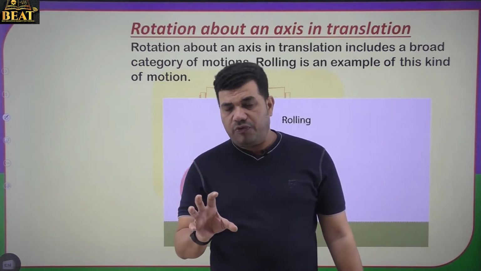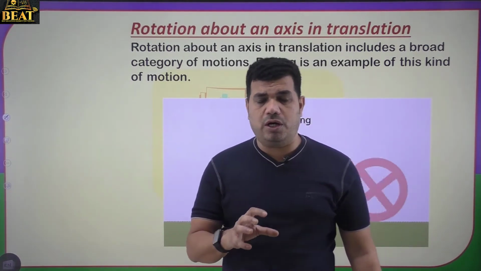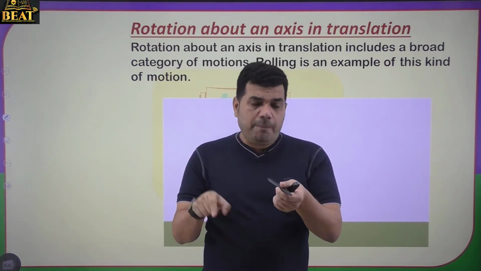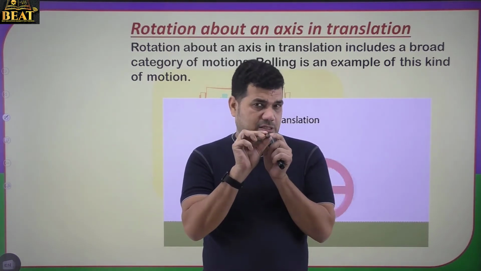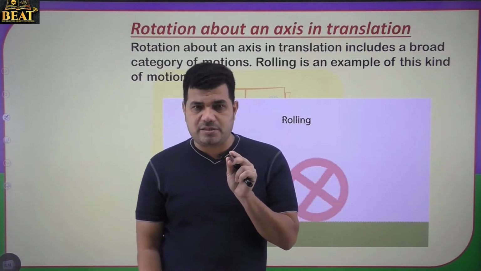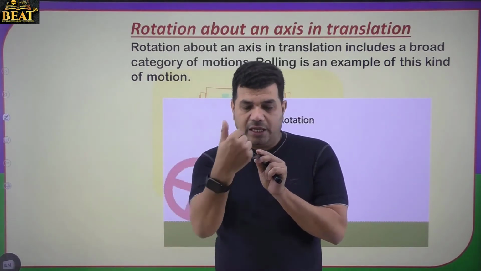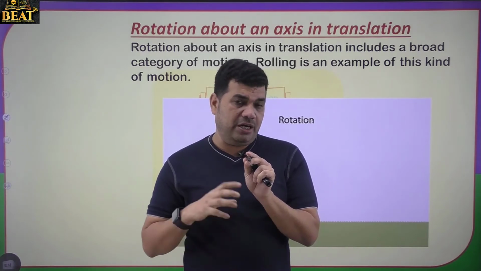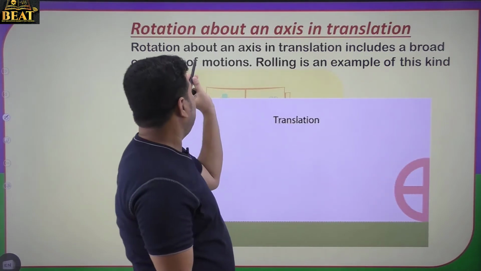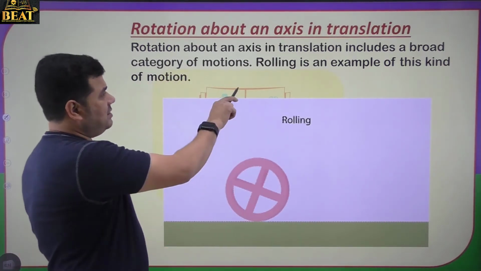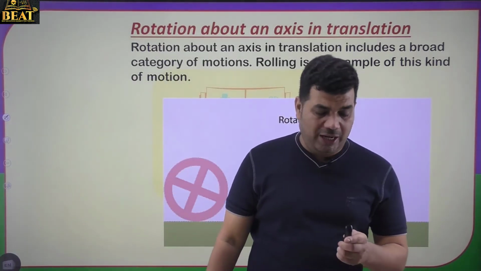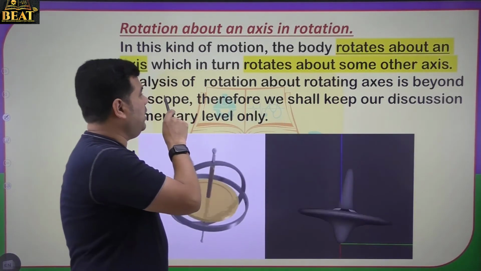Rolling means if you are moving in a car or on a bicycle, the wheel of the cycle is in pure rotation about its axis, right? If the bicycle is at rest, then the wheel is rotating about a fixed axis. But if the bicycle is moving, then the axis is also moving, and this is known as rotation about an axis in translation. So I hope all of you understood what rotation about an axis in translation is. Let's move to the next one.